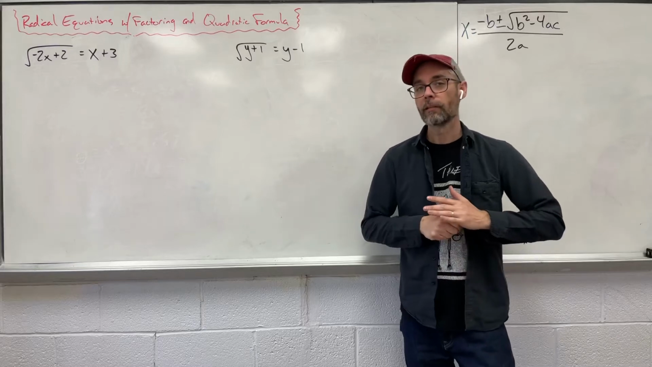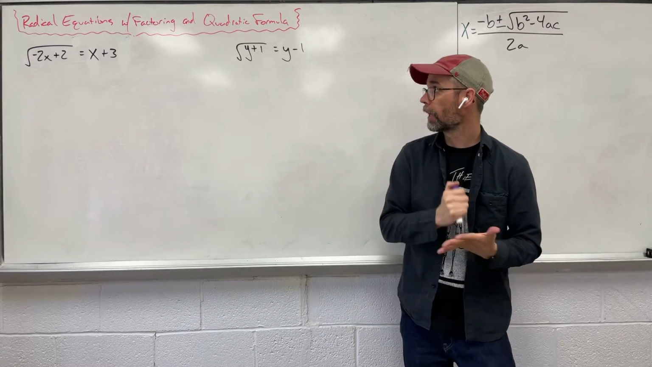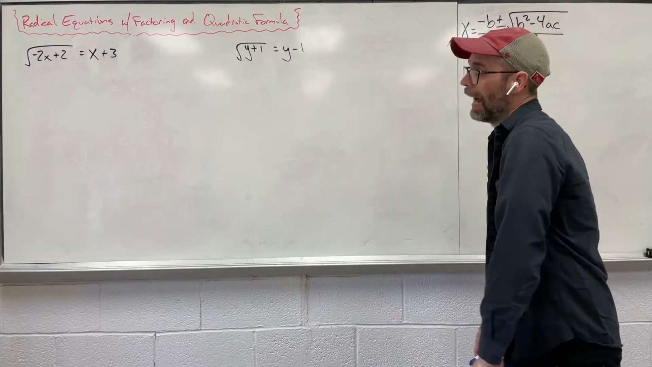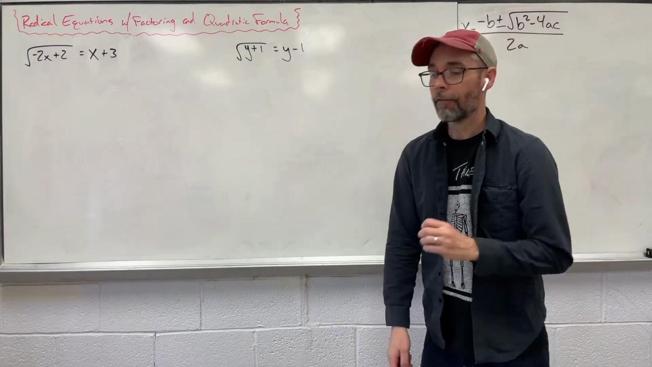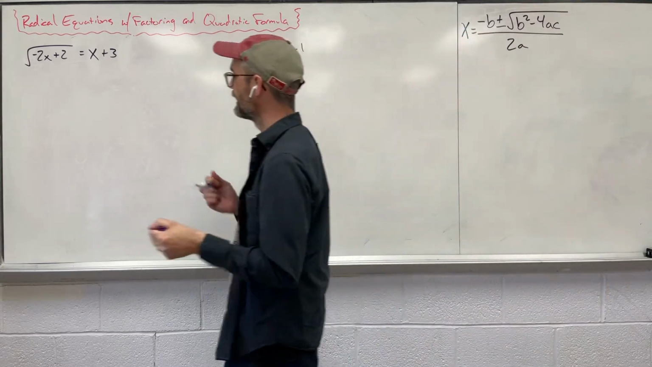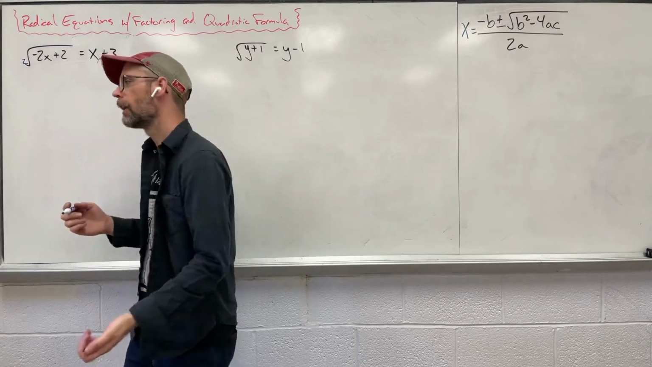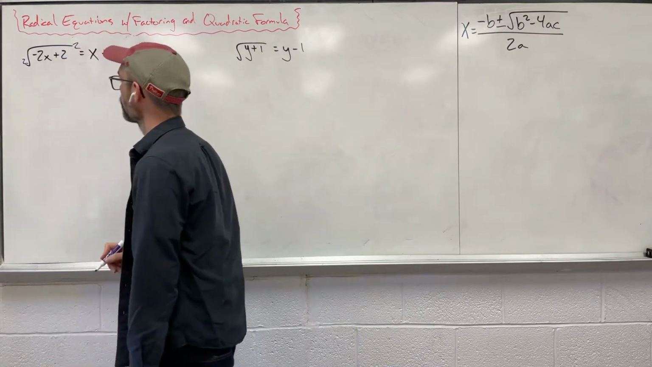Hi, today we're going to look at solving radical equations using factoring and quadratic formula. So first one, I need to get that radical to disappear. I know it has an index of 2 because it doesn't say anything. When it doesn't say anything, there's a 2 there. In order to break that, we raise everything to an exponent of 2.